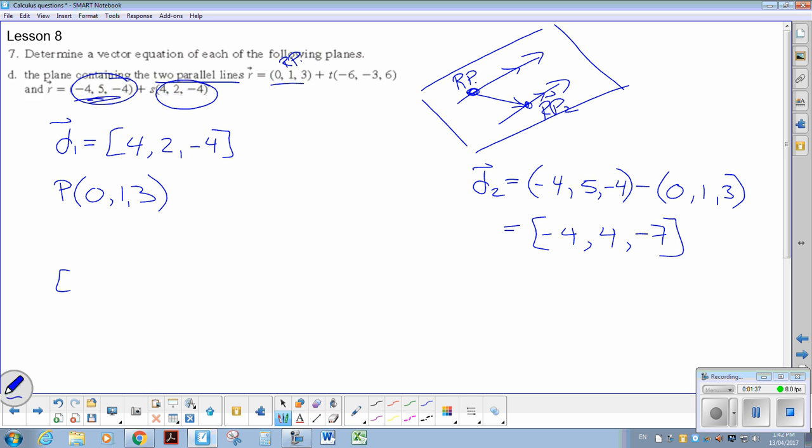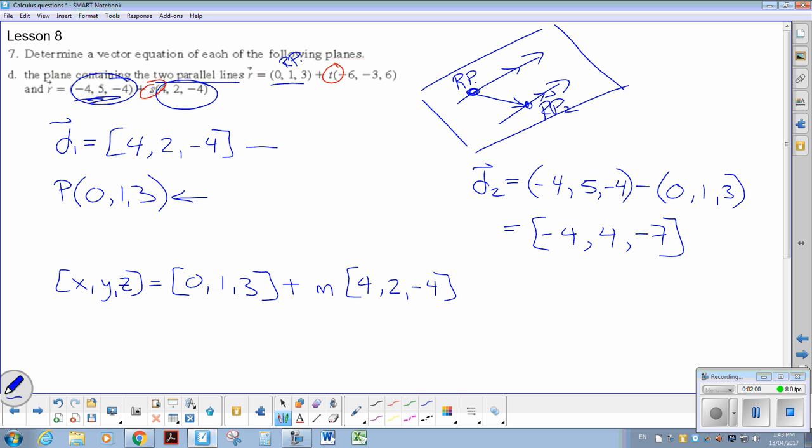So your equation of your plane, x, y, z, will equal, we have 0, 1, 3 as our reference point, plus, now this is where you have to be careful, communication-wise. Variable t has been used, variable s is used, can't use those. So let's go to m, my first direction vector, 4, 2, negative 4. And then I have my second direction vector, n, negative 4, 4, negative 7.